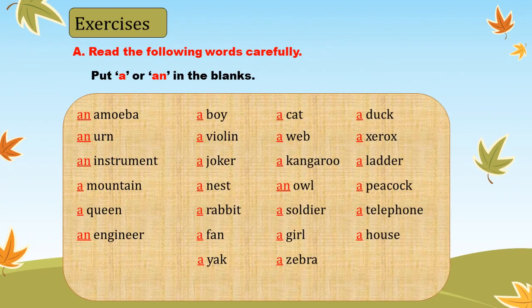Let's start the exercise. Read the following words carefully. Put a or an in the blanks. Here we have to use a for the words beginning with consonant sound and an for the words beginning with vowel sounds.